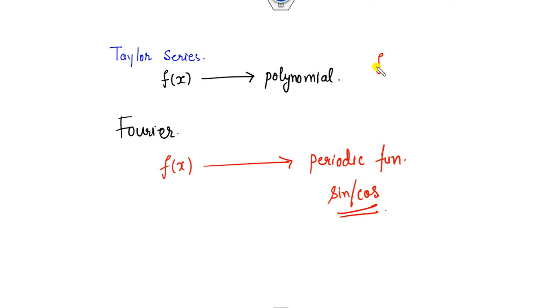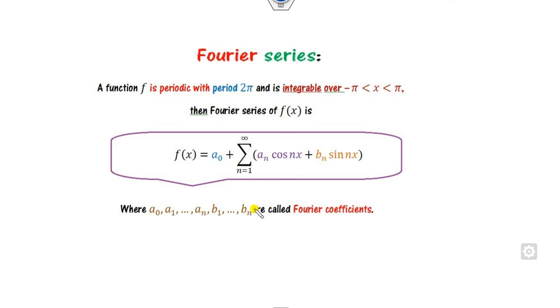So if the given function is, say, x², can you write x² in terms of sine and cosine functions? Yes, you can, with the help of the Fourier series. What is the Fourier series? If a function f has period 2π, then you can write the Fourier series in this manner. Make sure a₀ is a constant, and aₙ, bₙ are called the Fourier constants.